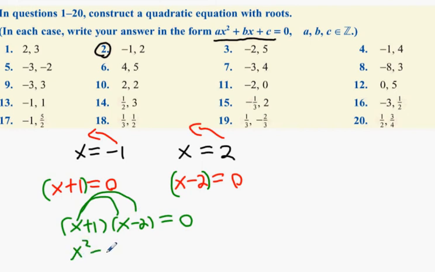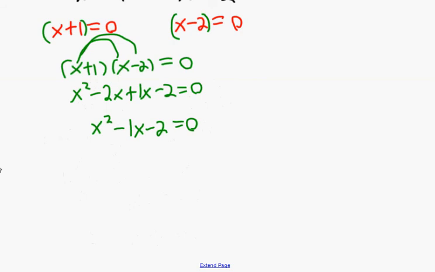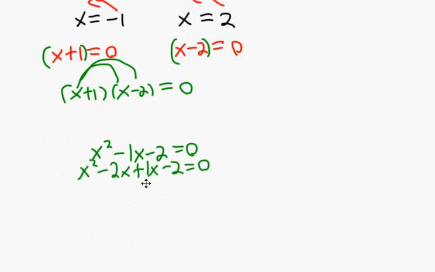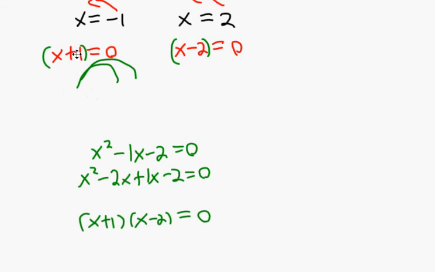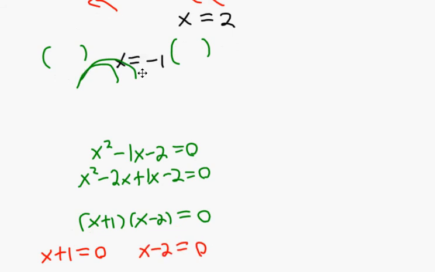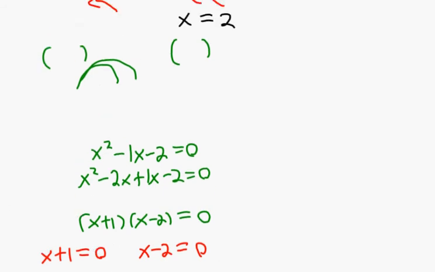x squared minus 2x plus 1x minus 2. And then finally, x squared minus 1x minus 2 equals 0. So, if I was to redo this, does this look familiar? The factorizing part's not there though, is it? Do you get it that it's basically the reverse of how we do a quadratic equation?